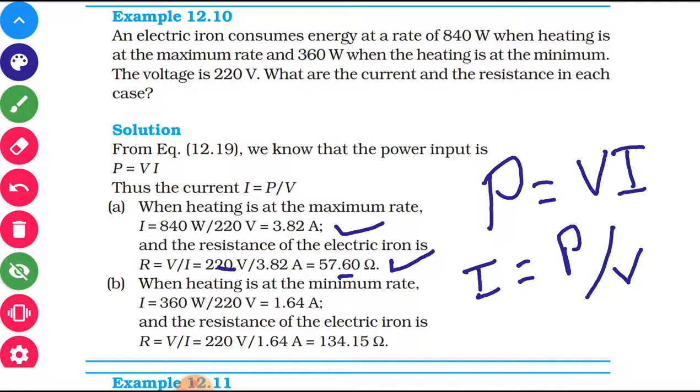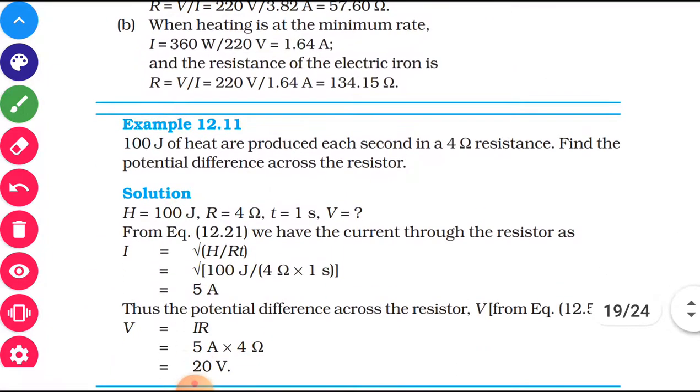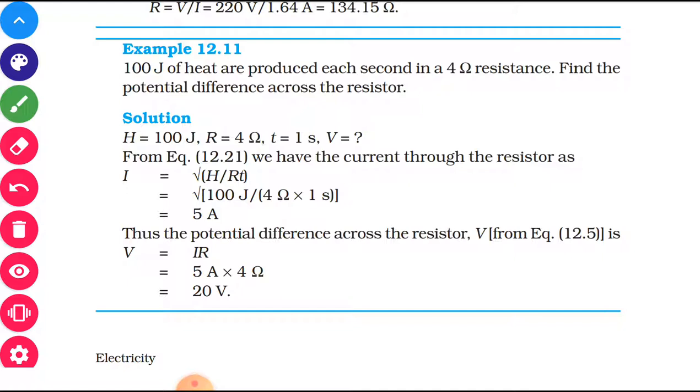So when the heating is at the maximum rate, the current is 3.82 ampere and the resistance is 57.6 ohm. When the heating is at the minimum rate, the power is 360 watt, so we write 360 upon the voltage, which is the same 220, so the current is 1.64 ampere, and at that time the resistance of the electric iron is 134.15 ohm.